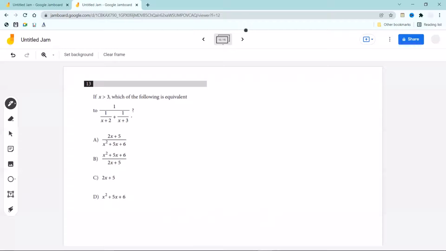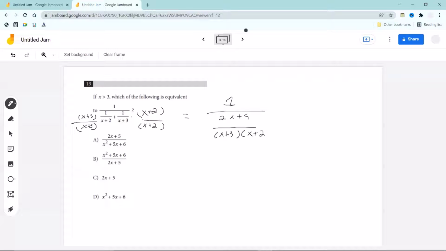Because I want to add them, my goal is to add them and then take the reciprocal. It's 1 over, so I can flip the whole thing and then get a simplified answer. So I'll multiply this by x plus 2 over x plus 2, and this one will be multiplied by x plus 3 over x plus 3. Once I do that, I'll get an answer of 1 over 2x plus 5, because I'm adding x plus 3 and x plus 2 on the top. And my denominator will end up being x plus 3 times x plus 2, because that's common.